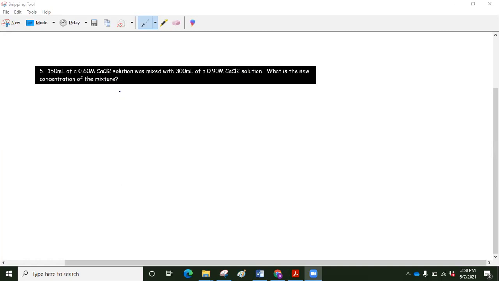So really, it says here that we have 150 milliliters of a 0.60 molar CaCl2 solution. So let's go ahead and first be visual about it, right? So we have one particular solution. Well, actually, see, that's why you have to read the question carefully. It says that 150 milliliters of a 0.60 molar CaCl2 solution was mixed with another solution with other attributes.